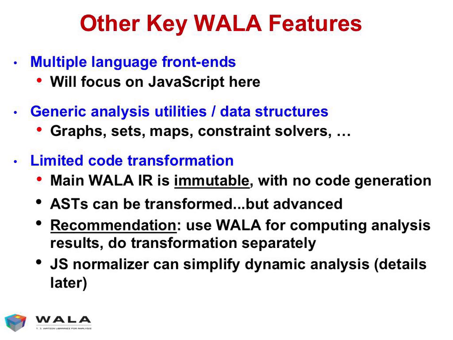One caveat that I want to mention up front is that there's very limited support for code transformation in Walla. Walla is designed more to compute properties of code, but not to transform it. So in particular, the main Walla IR is immutable, and there's no code generation backend for that IR. Now, for the JavaScript front end, we create ASTs that are translated to IR, and those ASTs can be transformed, and in fact, we do it in some cases, but that's a fairly advanced technique. And honestly, if you were just going after some code transformation, Walla would not be the way to go.